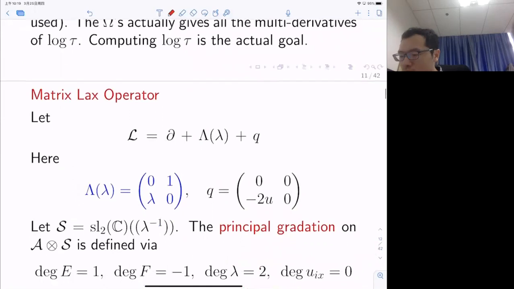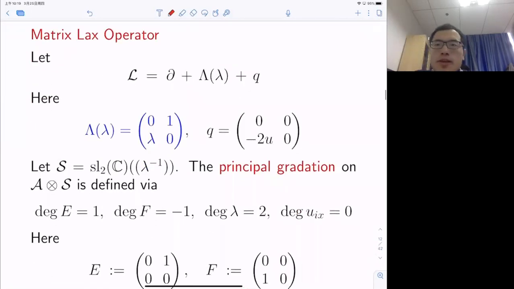So to do this, let's consider the matrix Lax form of the KdV hierarchy. So we introduce this Lambda, the 2x2 matrix, 0, 1, lambda, 0, and lambda is a parameter, and Q is 0, 0, minus 2u, 0. And of course, this lambda plus Q is an element in sl2C.